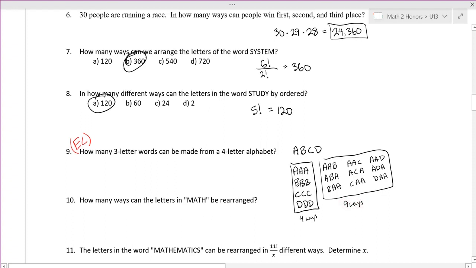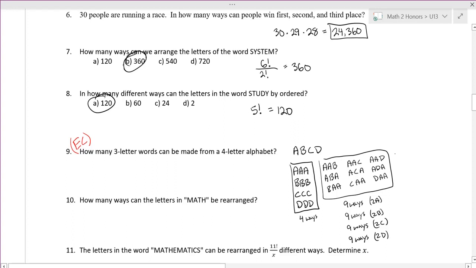But then there's going to be 9 ways for 2 B's. There's going to be 9 ways for 2 C's, and there will be 9 ways for 2 D's. So we've found out how many 3 of a kinds you can have. There's 4 3 of a kinds. How many 2 of a kinds? So that's 9 plus 9 plus 9 plus 9, which is 36 ways.